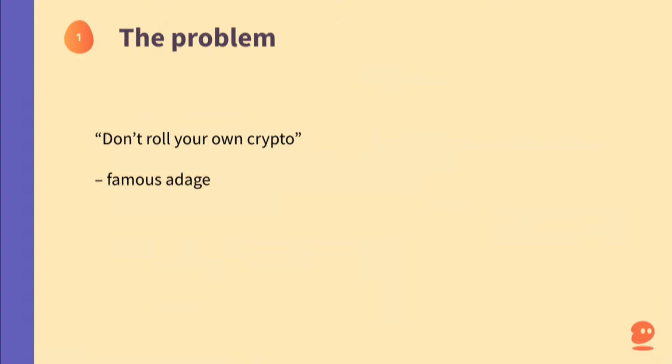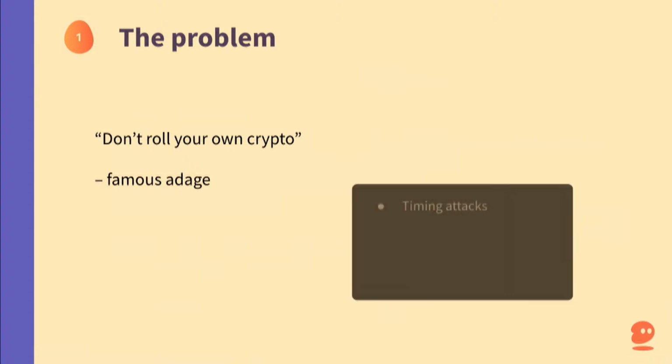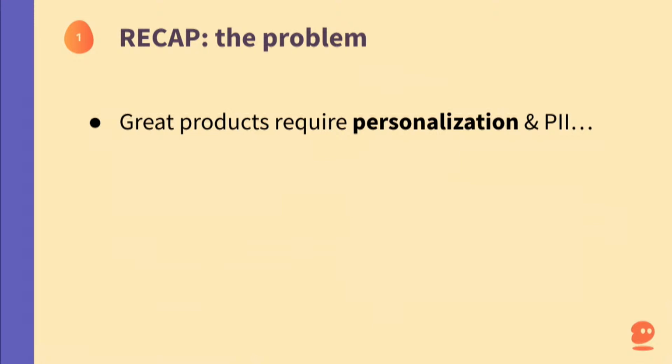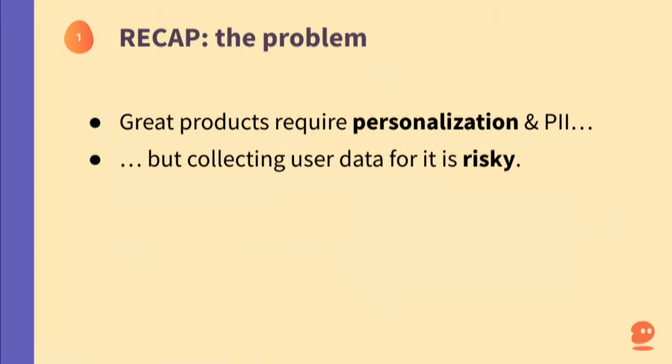If you are going to do it, there's a famous adage that says, don't roll your own crypto. There's a reason for this. It's really hard. There are many mistakes you can fall into which are typically terrible for you, like timing attacks and brute force attacks and weak randomness attacks, architecture flaws, which is a really big one, injection attacks, and I could go on. Now, you can build your own crypto, but if you are going to do it, you have to do it right, and doing it right takes an insane amount of time and energy and expertise. You could choose to do this, but typically when you're building a dApp, that's not where you want to spend your time and expertise, and that's why you kind of shouldn't. So we have a problem here, right? Great products require personalization and PII, but collecting that is risky, and if you do collect it, it's hard.